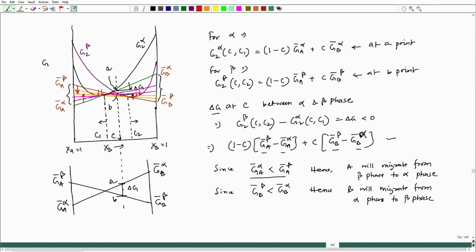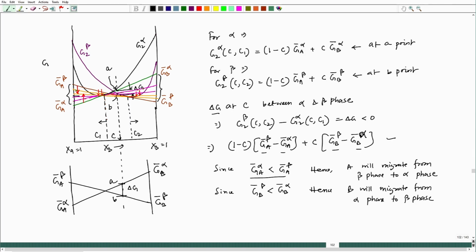And there will be a situation where the common tangent will go to the tangent over both the alpha and beta free energy, that is the G2 line, and will pass through the same tangent.